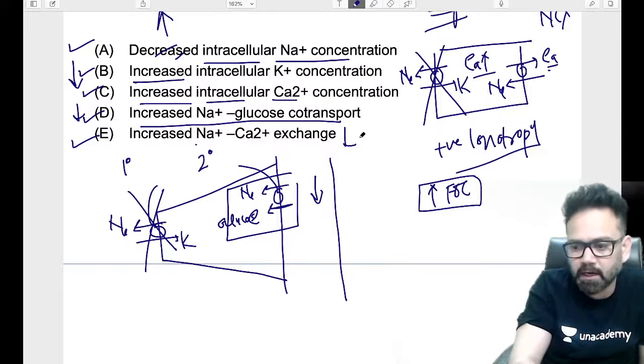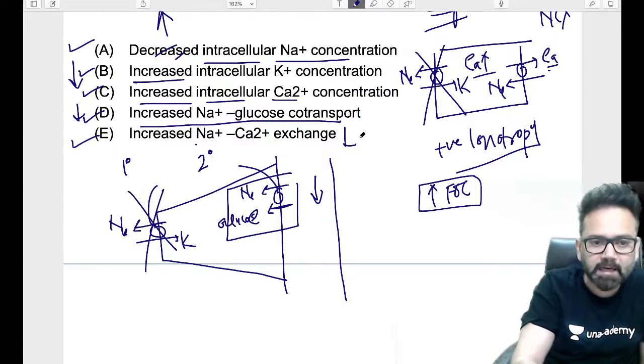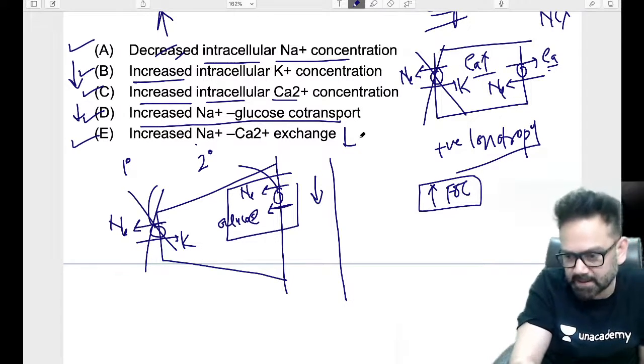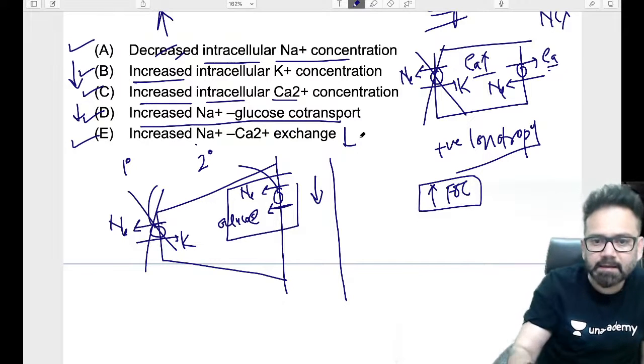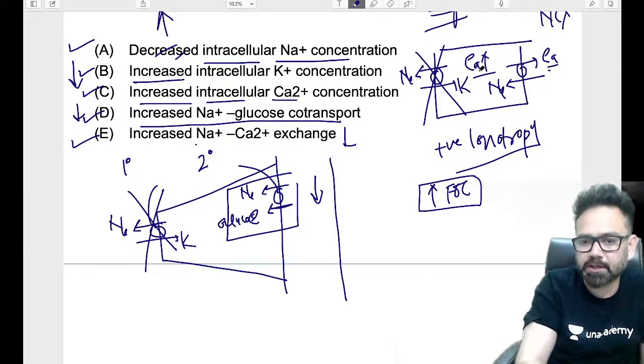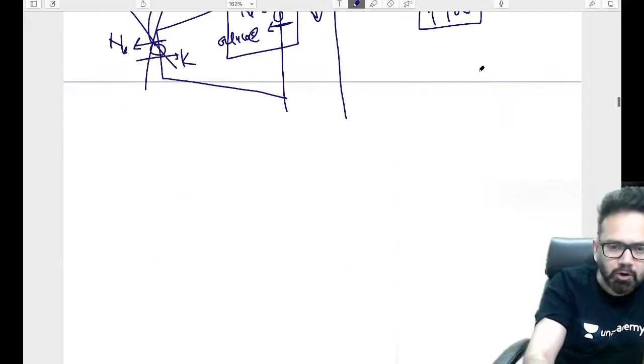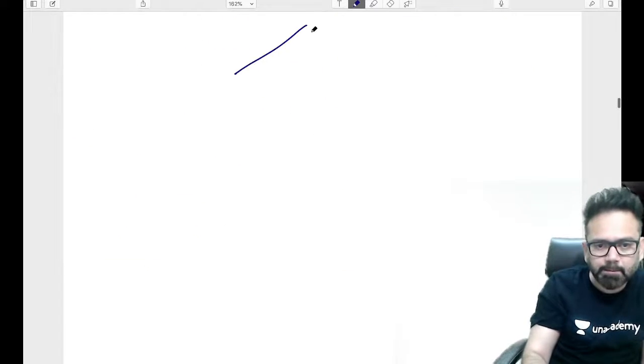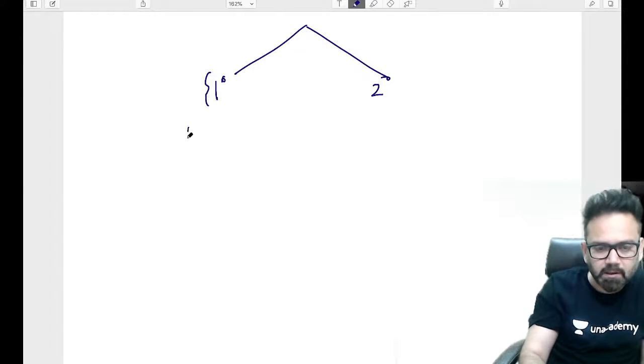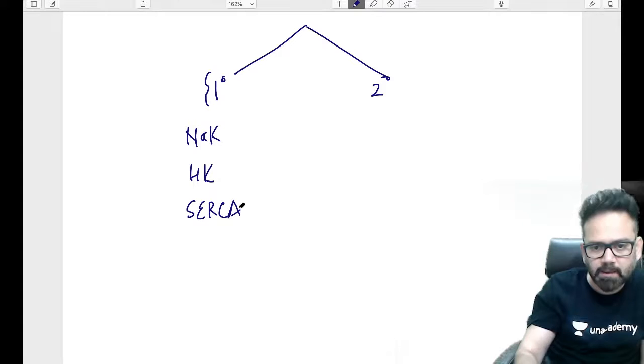I discussed this in the heart previously. So you can see the answer is C. It will increase intracellular calcium. Are you getting me or not? The concept of primary active transporter and secondary active transporter is very simple. Primary ones are mainly the sodium potassium ATPase pump, then the proton pump, then the sarcoplasmic endoplasmic reticulum calcium ATPase. There are so many pumps.